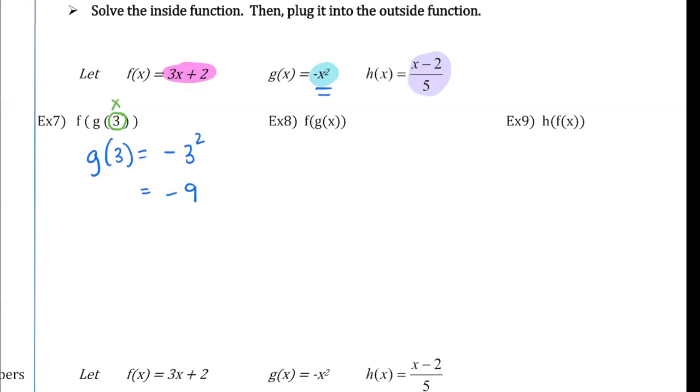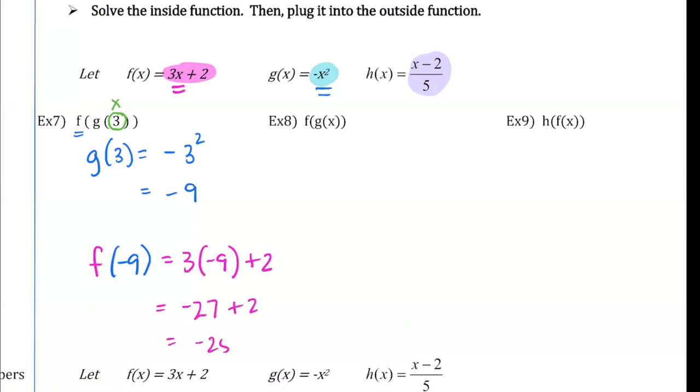Now we take our result and plug it into the f function. So I'm going to take that result I got and plug it in for x. And so right here is where the x is. I'm going to plug in that -9. And I get -25, it looks like. So we did that with a number because it's a little bit easier to see what to do with a number, but now let's just do it with the functions themselves.